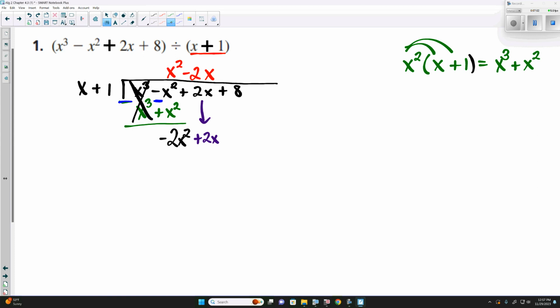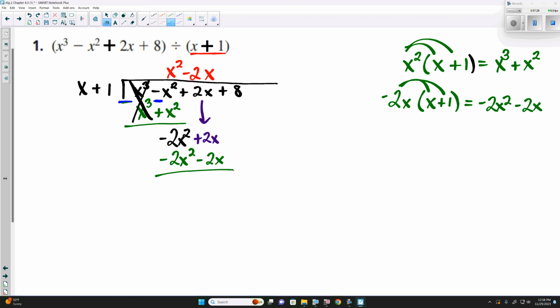All right, now we're going to come over to the side and multiply our x plus 1 by negative 2x. Negative 2x times x is negative 2x squared. And negative 2x times 1 is negative 2x. Questions on this so far?